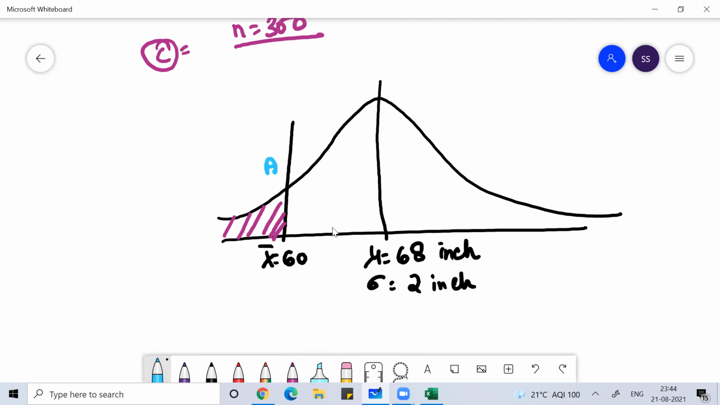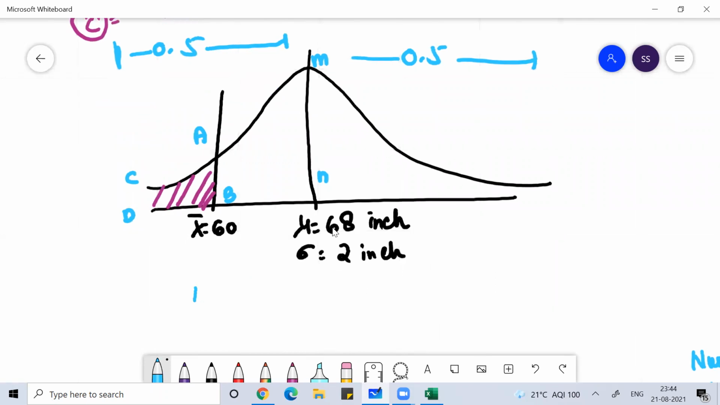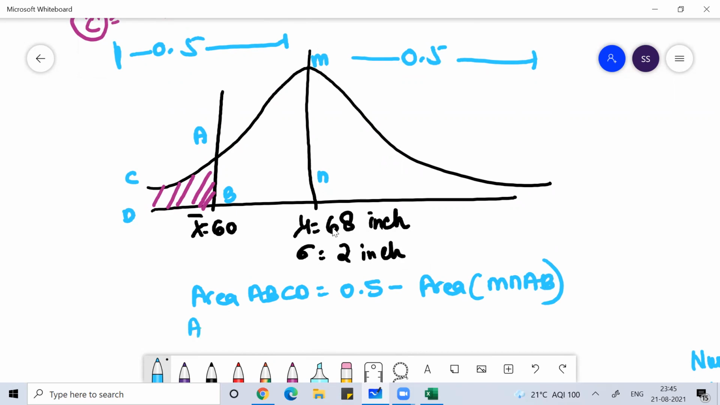I'm looking for this area A, B, C, D. You can write this as M, N. You know this, right? 50% of the area lies on this side, and 50% of the area lies on this side. So if I'm looking for this area called A, B, C, D, that will be equal to 50% minus this area, area M, N, A, B. Because I want less than or equal to 60, I want this side. I think you just need to understand by using common sense.